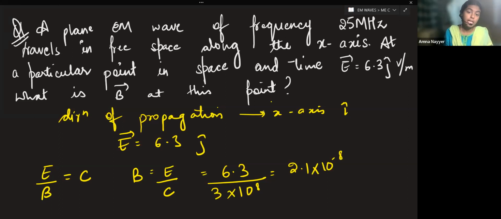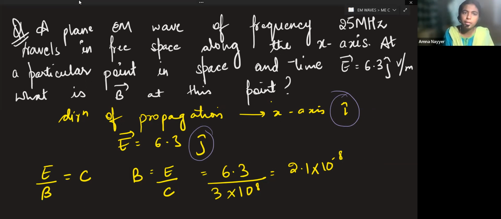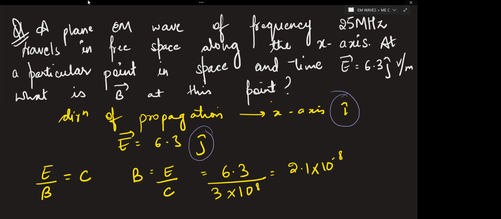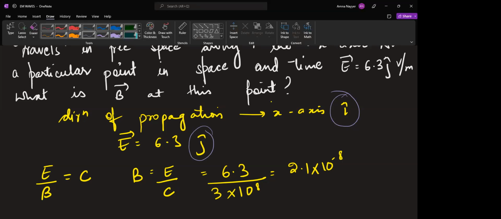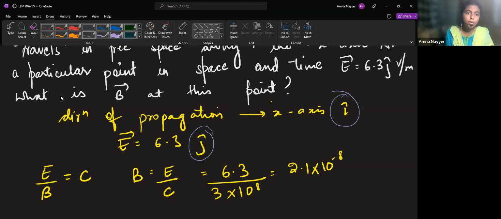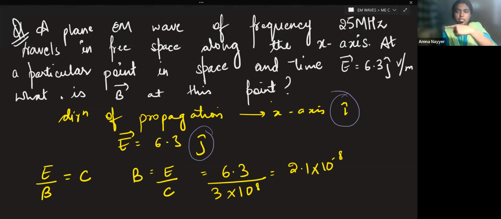Now see, electric field is along j cap. Your direction of propagation is along i cap. So can anyone answer what should the unit vector be of the magnetic field? K cap, yes. Because all these three are mutually perpendicular to each other. So if direction of propagation is along x axis, i cap, and electric field is along j cap, obviously magnetic field will be along z axis, that is k cap. So this is k cap. Note it down, we'll do some more questions.